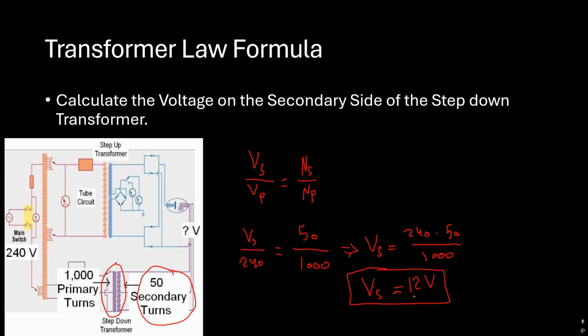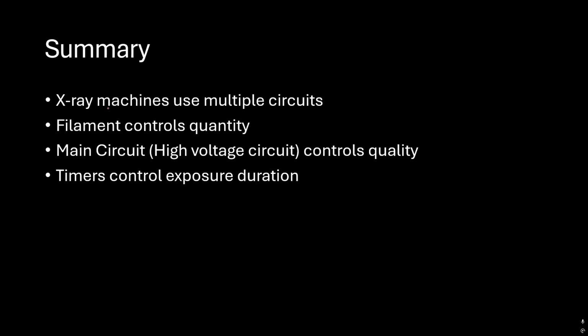And we can see that the voltage is very low on the filament circuit because we are not interested in increasing the voltage on the filament circuit, because we need the current to be very high in this circuit, unlike the main circuit. So, quick summary: X-ray machines use multiple circuits, as we saw in the previous lecture. In this lecture, the filament controls quantity, so this is why we need a high current, because the current controls the number of electrons in the circuit. The main circuit is considered a high voltage circuit, which controls the quality or the energy or the kVp on the DR system, and the timer controls exposure duration by increasing the time of the exposure.